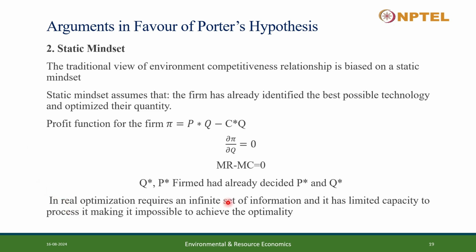because there is always an infinite set of information a firm does not have, because of which they cannot improve their efficiency, or they cannot optimize their price and quantity. Or even if they have this much information, they don't have the capacity to process it. So the optimality is never achieved. So the static mindset assumption is wrong. Therefore, regulation will push a firm more towards higher efficiency and better technology. So that is the second point in favor of the Porter hypothesis.